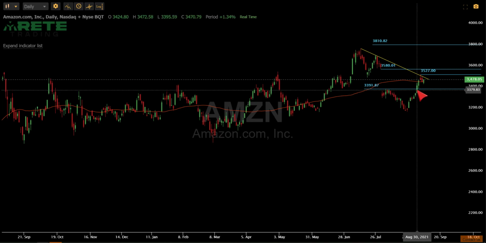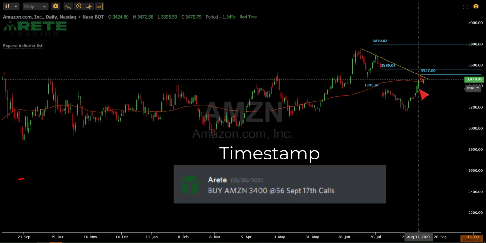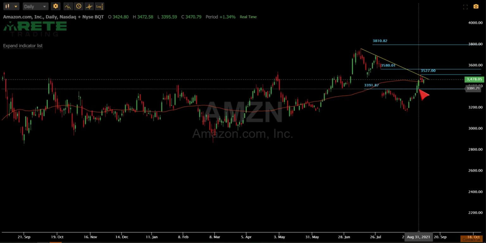And what we wound up doing with it was very simply entering right there, right when it broke, and putting the trade on. We bought the September 17th 3,400 calls for, I believe, 56. What that did for us was get us in a position in an option that had an implied volatility at the time under 20% and a delta of 50%.